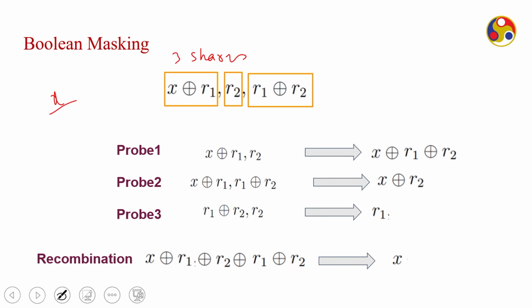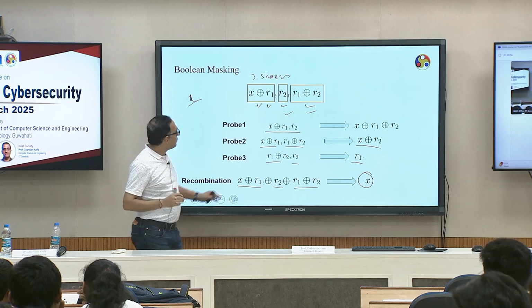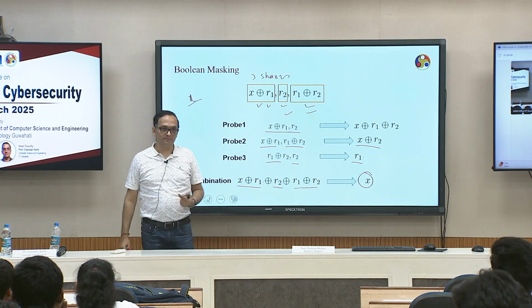So, there are 3 values as the input to the design, and if you have access only to, say, 2 of these values, if you do XOR you will get something that is not x, right. If you have access to, say, this and this, if you do XOR you will get R1, but not x. Similarly, if you have access to another pair you will get only R1, not x, but if you have access to all 3 variables, if you XOR you will get x, right. So, based on your assumption of how many access points an attacker has, you decide how many shares you want to create for each variable.